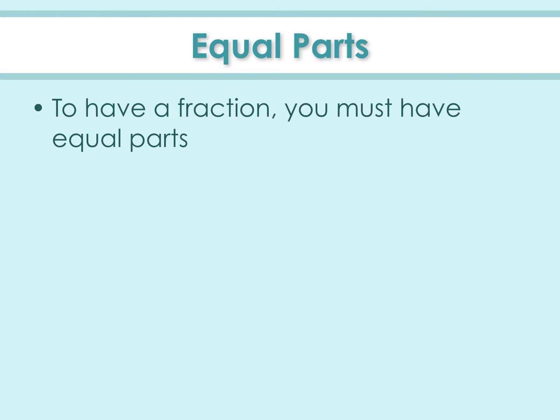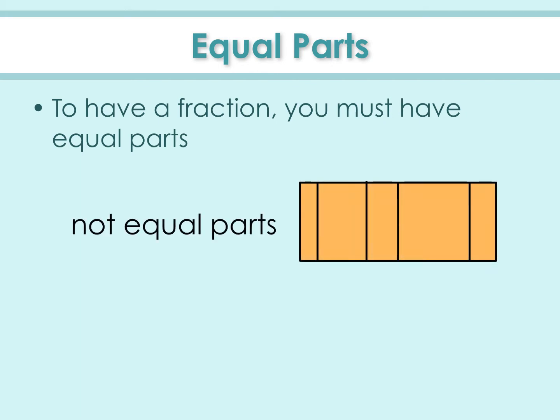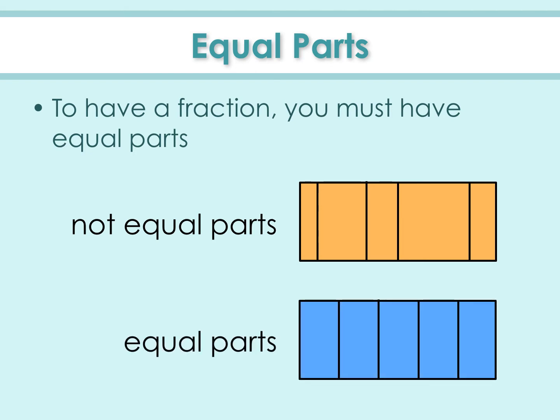To have a fraction, you must have equal parts. The rectangle in orange shows that these parts are not equal. If you look closely at this rectangle, there are some parts that are larger than other parts. This rectangle in blue shows equal parts. If you look at each part of the rectangle, it is congruent, which also means equal.